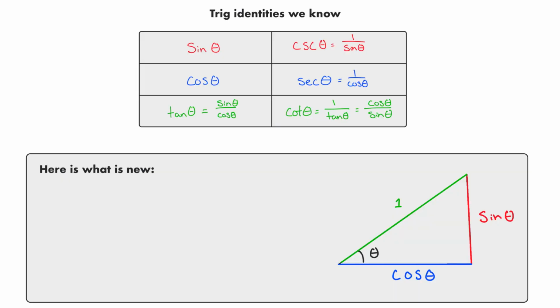We know these 6 trigonometric functions and how they can be rewritten. Sine and cosine are just sine and cosine. Tangent is sine over cosine. Secant is 1 over cosine. Cosecant is 1 over sine. Cotangent can be written as either 1 over tangent or cosine over sine.